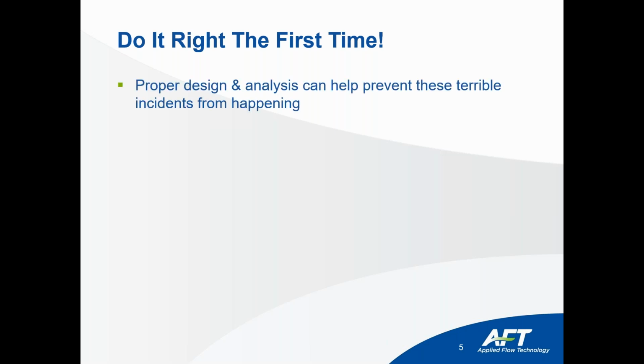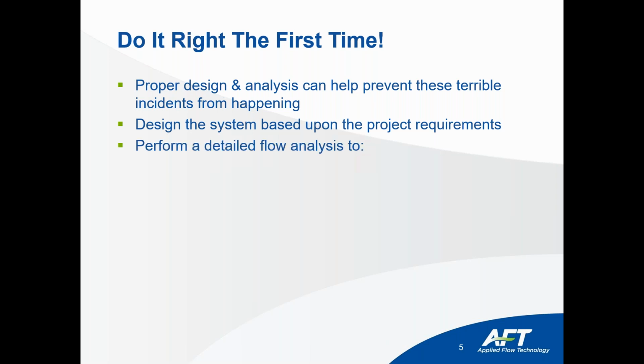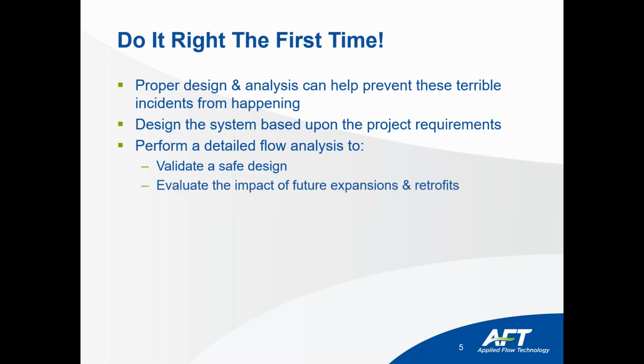And so if you properly design your system and analyze it from different operating cases, there are a lot of terrible incidents that you could prevent from happening down the road. So you design the system based upon the project requirements, and then it's really important to do an analysis to help validate the safety of your design. So if you have a certain design and you want to build a model of it, the model will tell you if you're actually going to be able to get the expected flow rates and pressures and velocities, and it'll tell you if the design is actually going to work. So that's the first step.